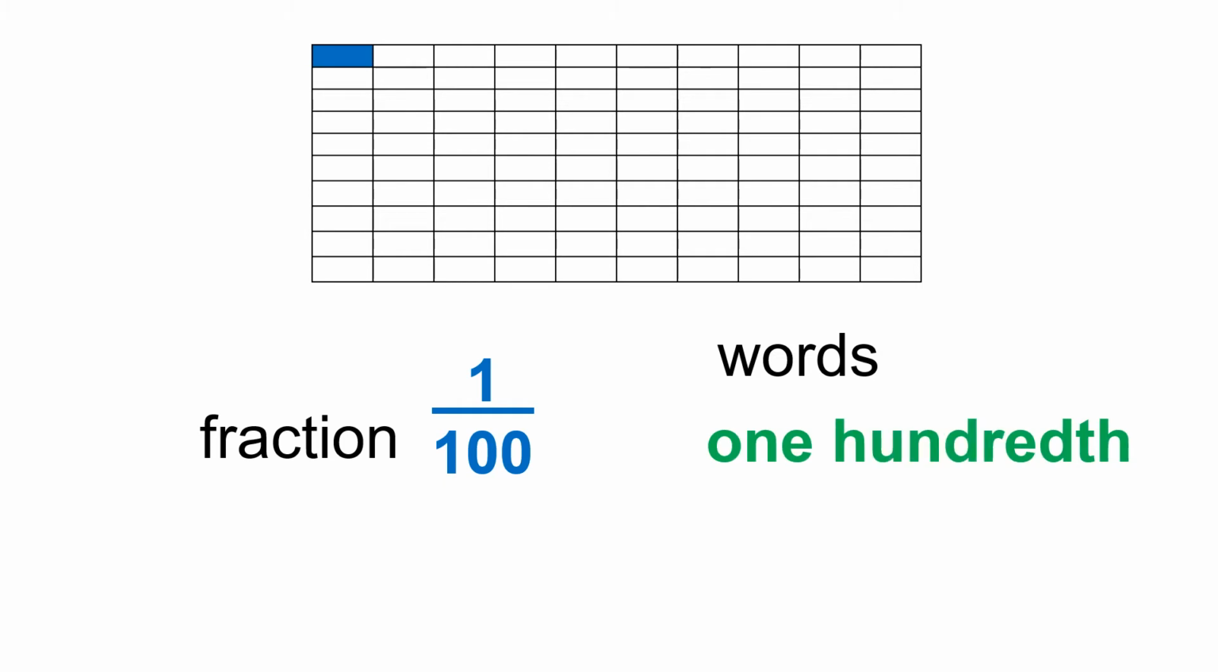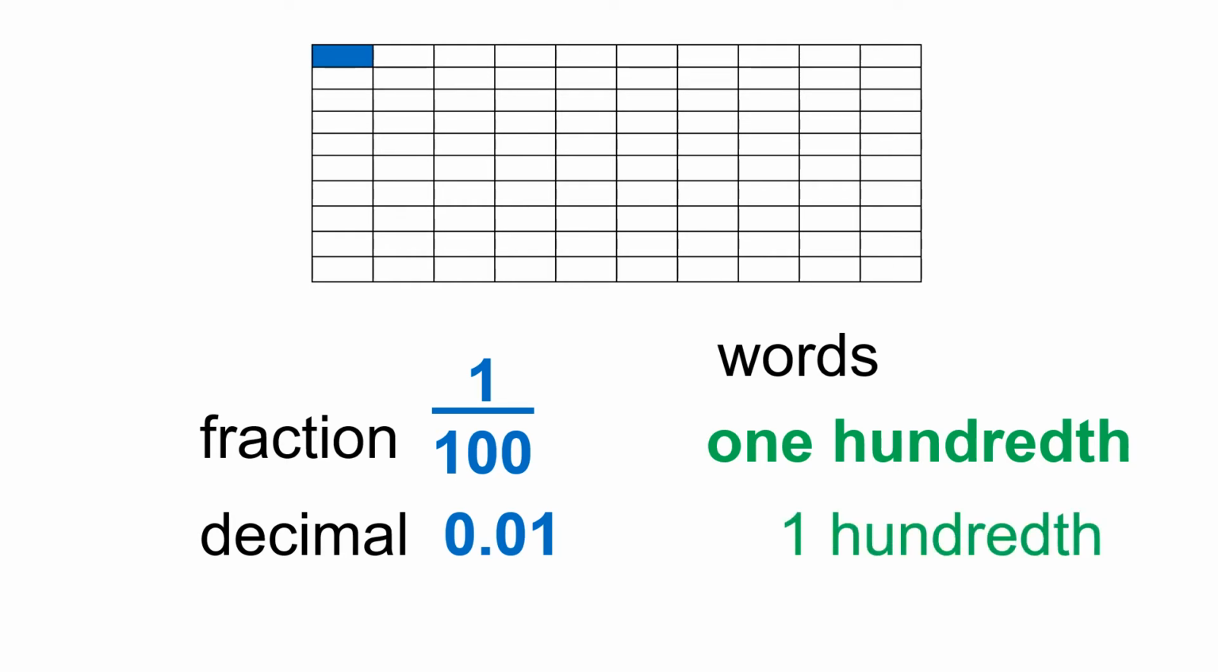Now I have here this rectangle, and it has been divided into 100 equal parts. Okay, and I want to write the fraction here. How many colored parts? 1. And how many total parts? 100. That means 1 out of 100. And if I want to write it in letters, it will be one hundredth. Okay, and if I want to write it as a decimal, I will write 0.01. And in words, it will be one hundredth.